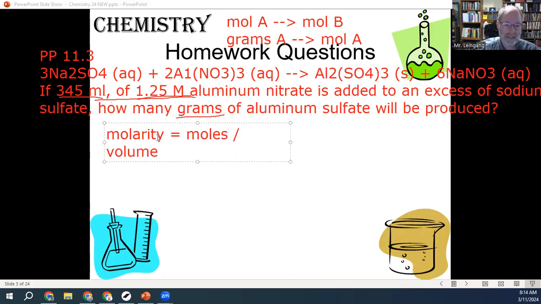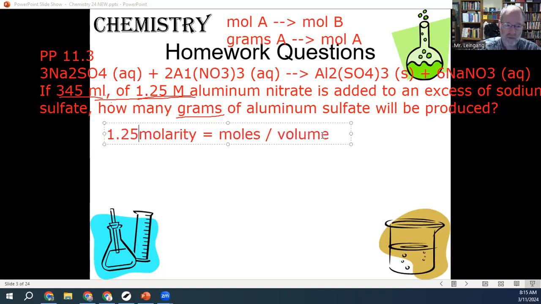So when I see it that way, if I want to know moles, I've got to ask myself, do I know the molarity and do I know the volume? If I know two of the three, then I can solve for the one unknown. And it turns out I do. I do know the molarity. The molarity is 1.25. And the volume is 345 milliliters.